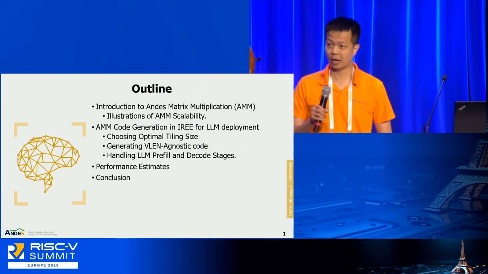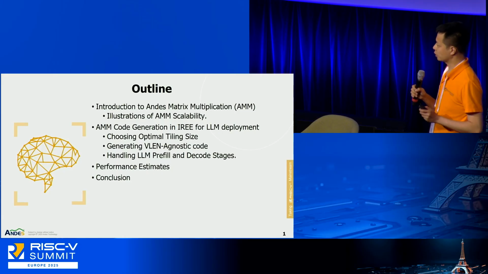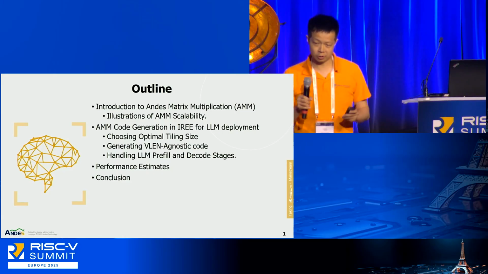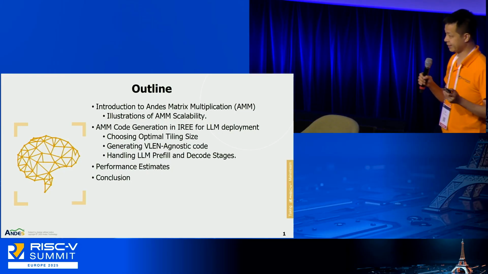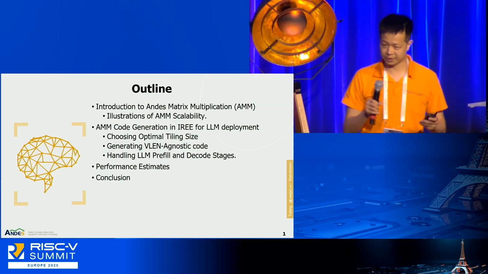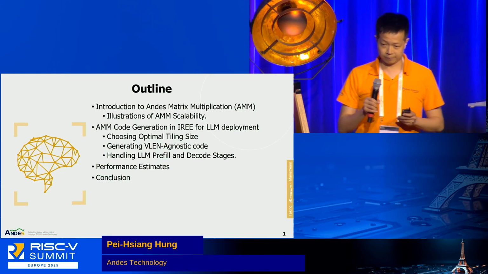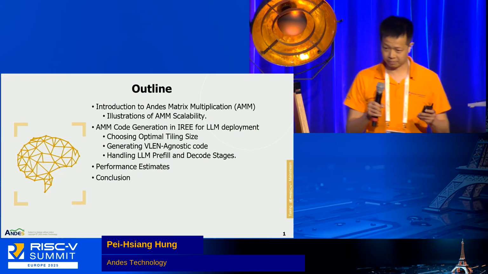Okay, so here's the outline. First, I will introduce Andes matrix multiplication and illustrate its scalability. Next, we will look at the AMM code generation using the IREE framework, especially for the large language model deployment. Finally, I will share some performance assessments showing how fast AMM might be.